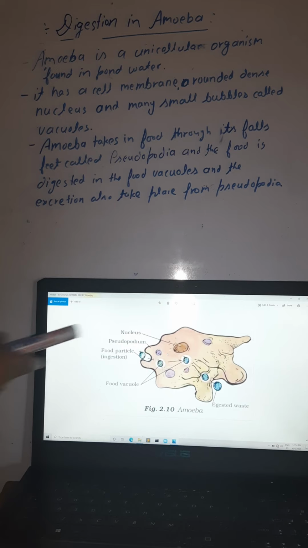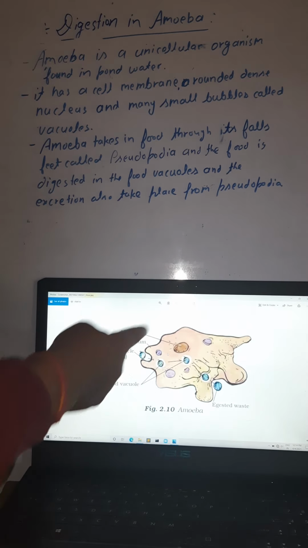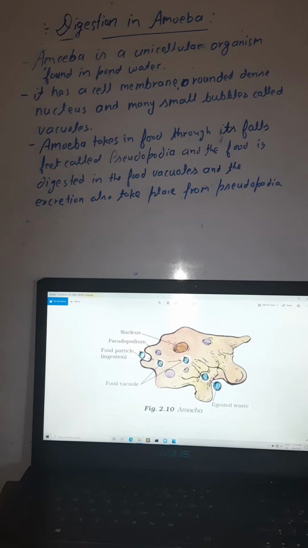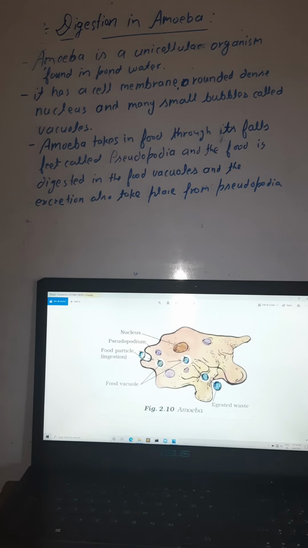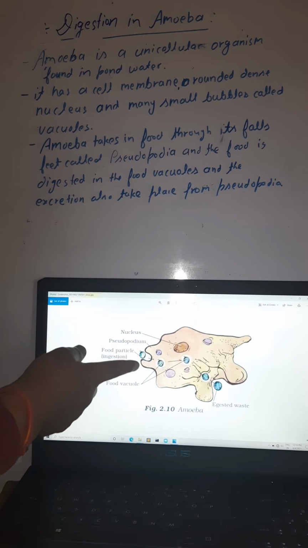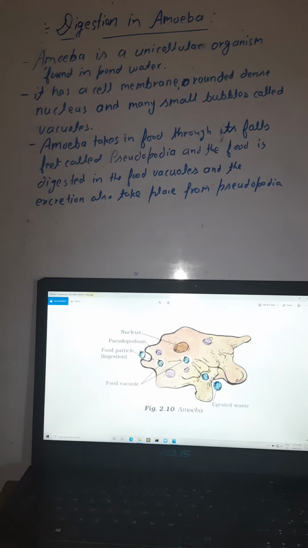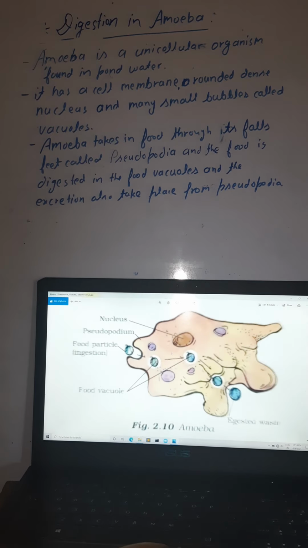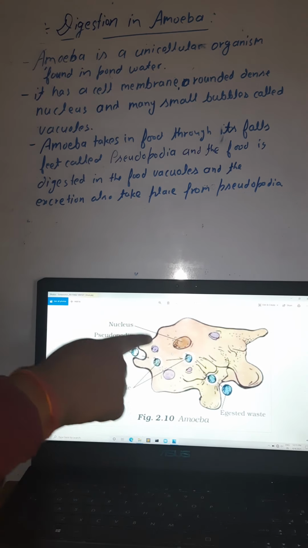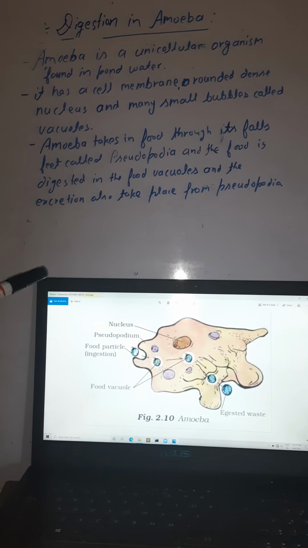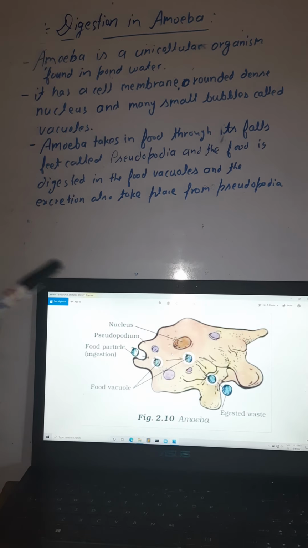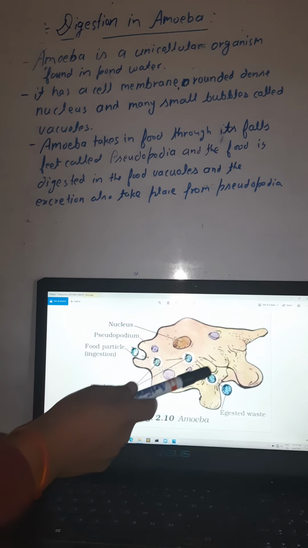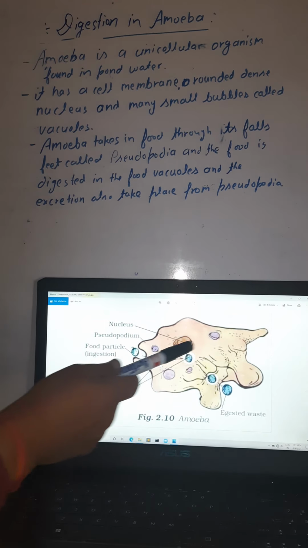This is the structure of amoeba. Amoeba is a single cell, also called a unicellular organism, made up of only a single cell. Here you would find the cell membrane. And here you would find a rounded dense structure, which is called the nucleus. And you would find small bubble-like structures, which are called the vacuoles.